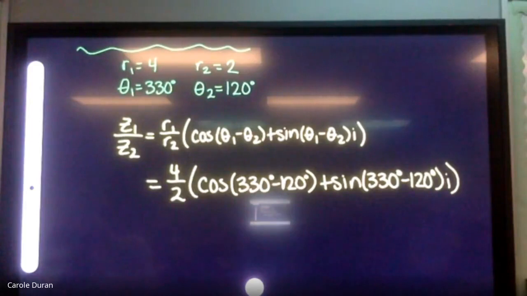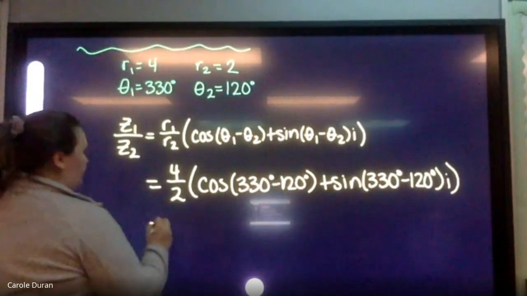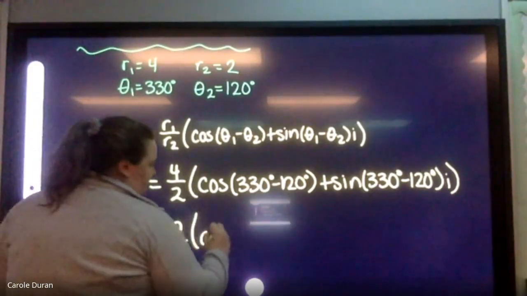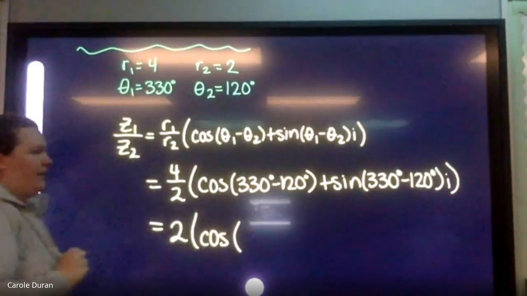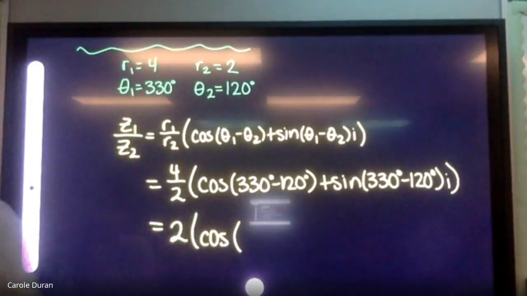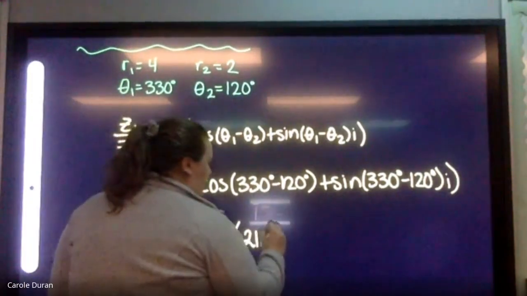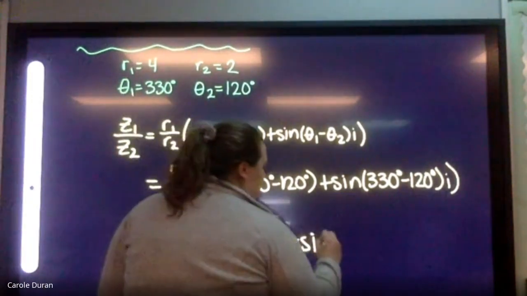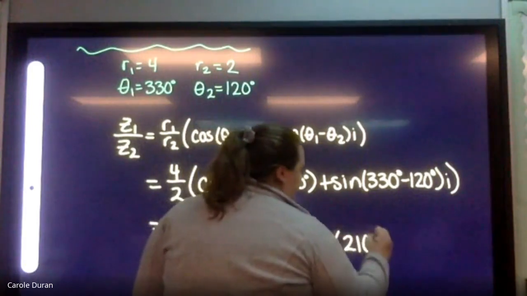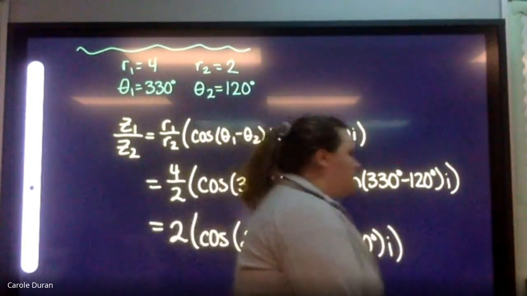Then we go ahead and simplify. 4 divided by 2 is 2. What's 330 minus 120? 210, good. Same thing for my sine. And there's an i attached to it.